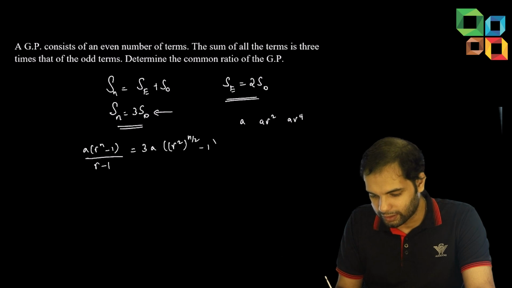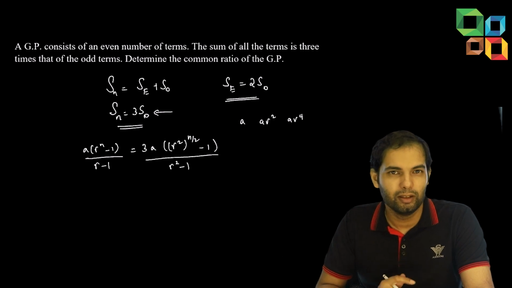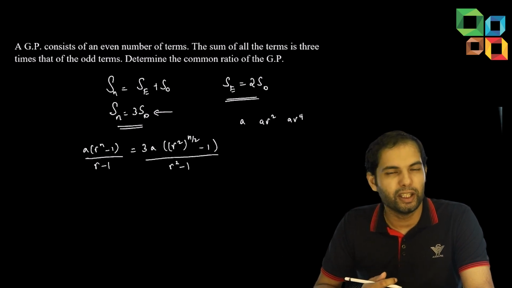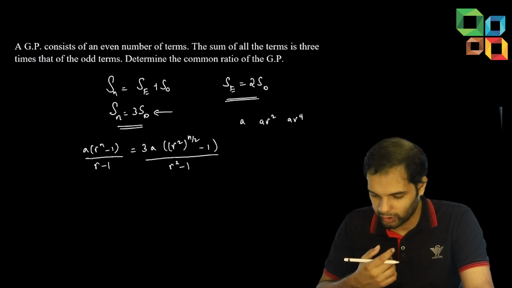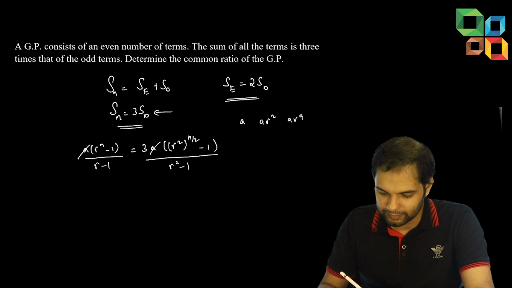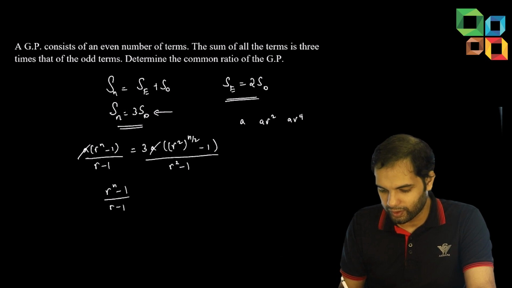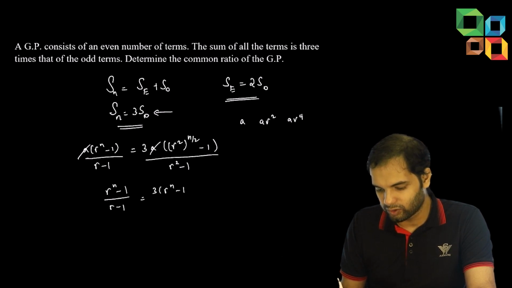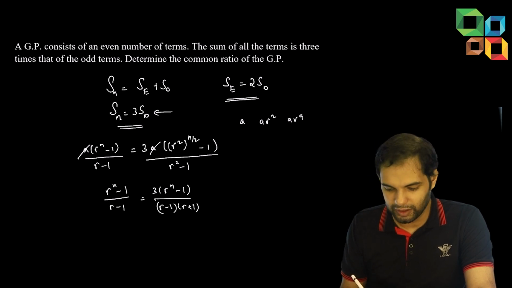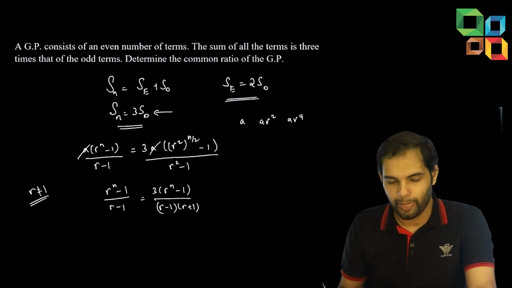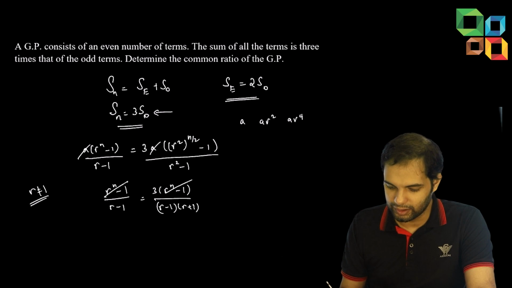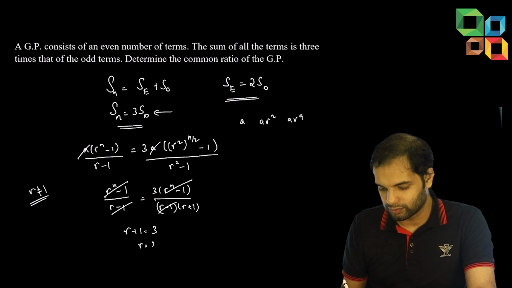So r square to the power n by 2 minus 1, divided by r square minus 1. In place of r, I put r square, that's it. And in place of n, I put n by 2 because there are only so many terms. Now simplification: a will get cancelled. This is nothing but r power n itself. So r power n minus 1 by r minus 1 equals 3 r power n minus 1 divided by r minus 1 into r plus 1. It is a GP, so obviously we are not assuming r to be 1. So I can cancel these and these. All that remains is r plus 1 is equal to 3, or r is equal to 2.